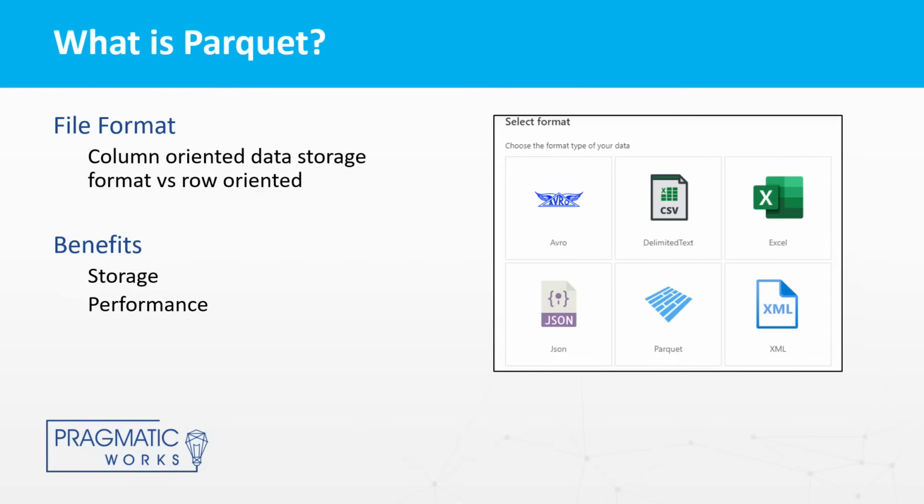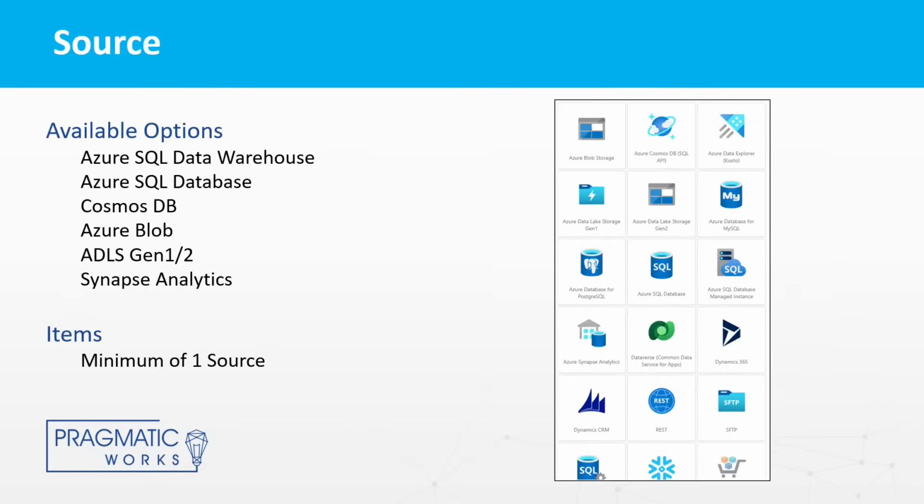It is in a compressed state, and it captures metadata. It actually stores column headers as well as data types. So it's a very efficient storage method, and you get some pretty huge performance gains when using Parquet. Definitely something to check into.